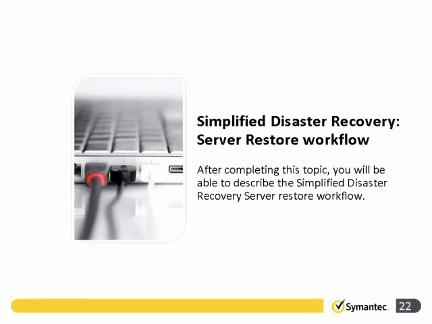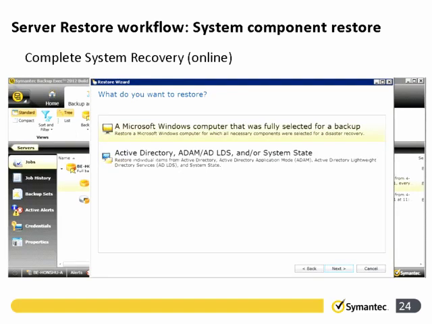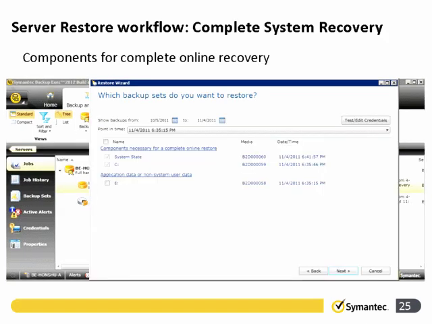Simplified disaster recovery allows you to very quickly and easily restore entire servers. So this is where I would go to my restore screen, and I want to do the complete online restore. It will ask you what you wish to restore. In this case, we're going to restore the entire Microsoft Windows computer. And then, what backup sets do you wish to restore?